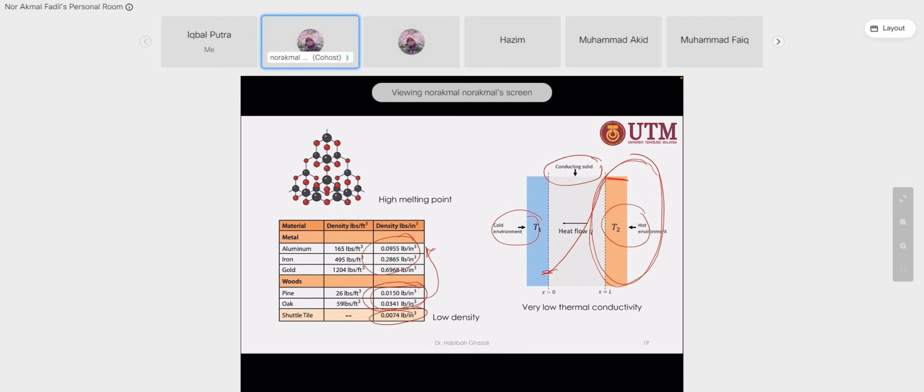For example, in the ceramic coating for the combustion chamber, turbine, or whatever requires high temperature application, more than 1000 degrees Celsius. Metal cannot sustain that particular temperature, but ceramic can sustain high temperature. Why? Because it has a high melting point.